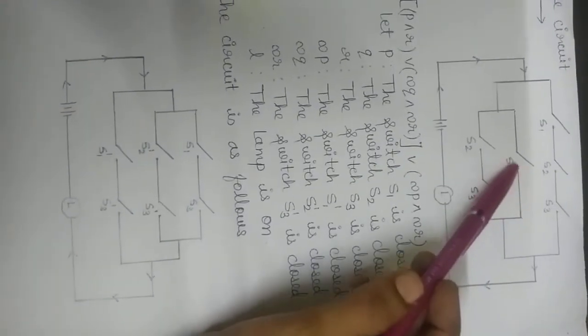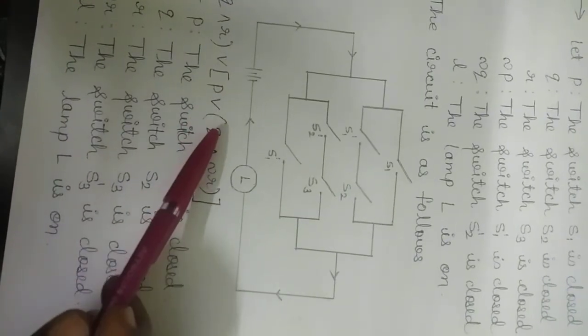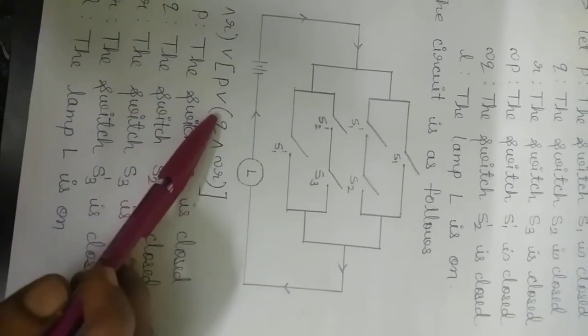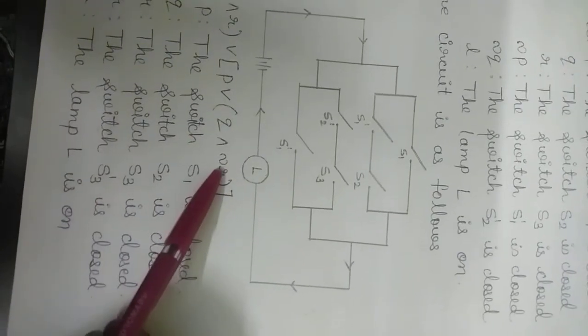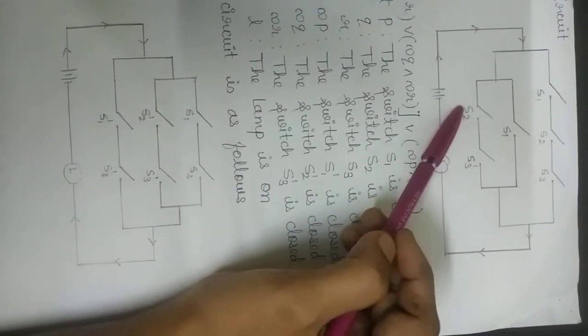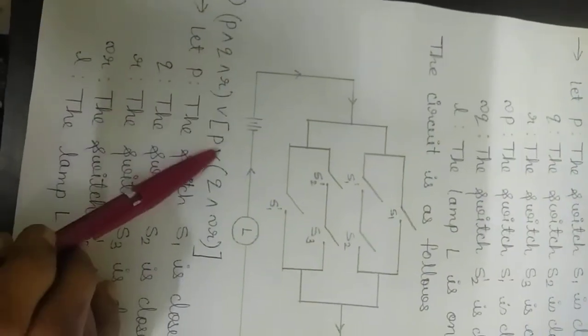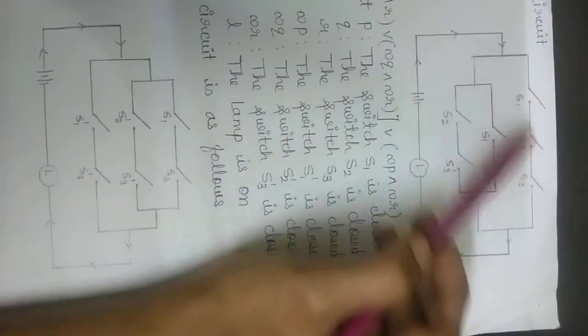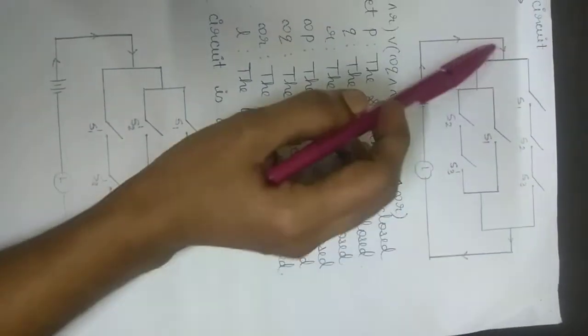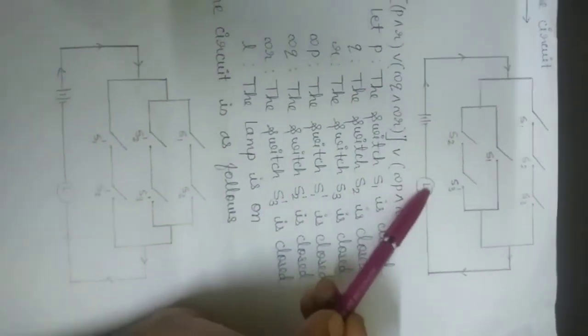So here we will draw first only S1, then parallel connection with these two statements, two switches, so Q and negation of R. So here parallel connection with these two switches S2 and S3 dash, and here we can say these two are connected in parallel again, so these two we will connect in parallel, and of course we require a battery and lamp. So this is the circuit diagram for the given logical expression.